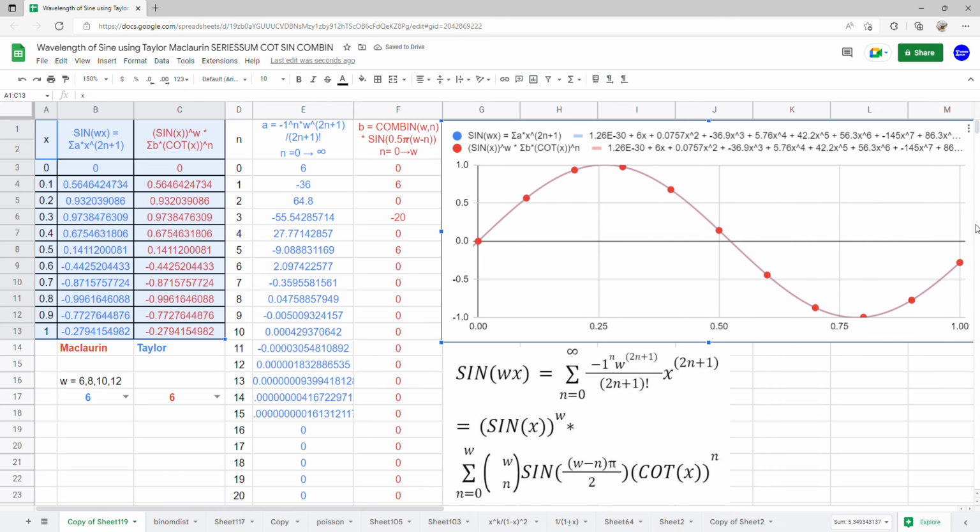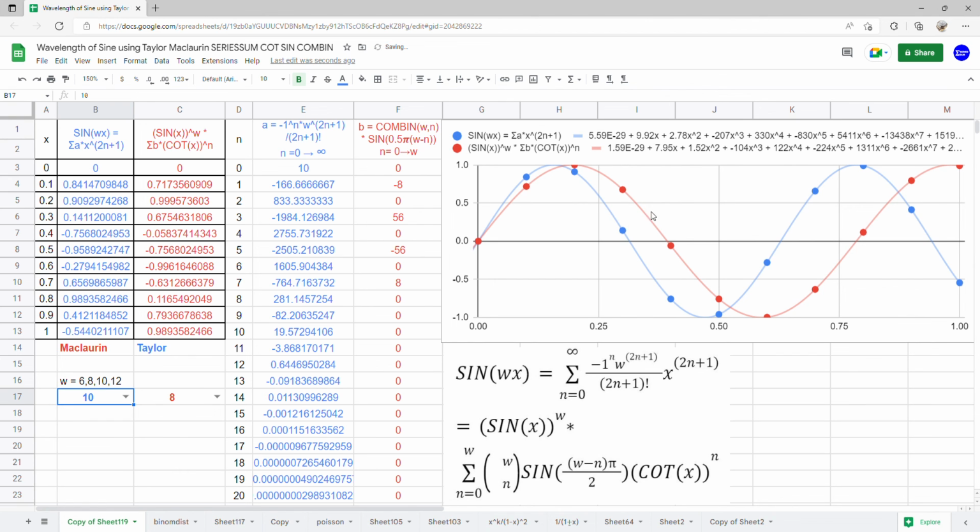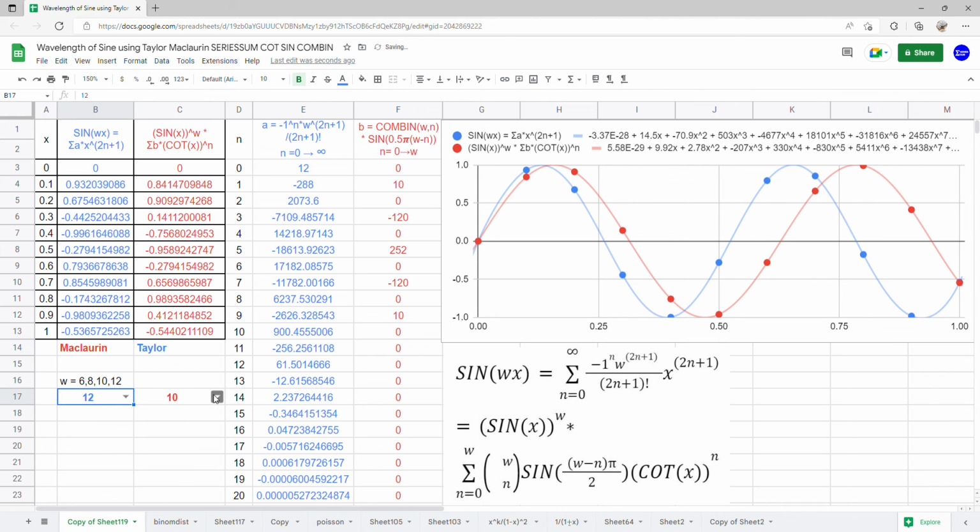Suppose we change the value of W to 8. We shorten the wavelength of the Taylor series. Shorten the wavelength of the Maclaurin series. Now it's shorter. We also shorten the wavelength of the Taylor series. They're the same. Shorten the wavelength of the Maclaurin series. It's shorter. Shorten the wavelength of the Taylor series.